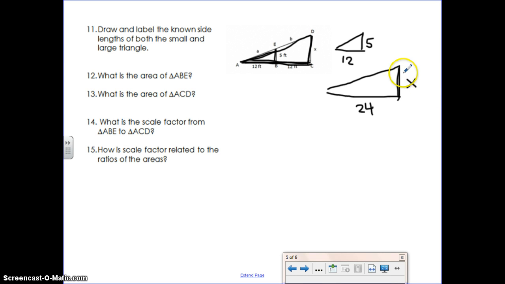All right, have you tried to find x on your own first? I'm noticing there's a relationship of times 2 here. So 5 times 2 tells me that this has to be 10. All right, what is the area of triangle ABE? So that's the small triangle. Well, remember, area is base times height divided by 2 when we're working with triangles. So pause the video, find the area of both the small and the large triangle, and then play it to check your answer.